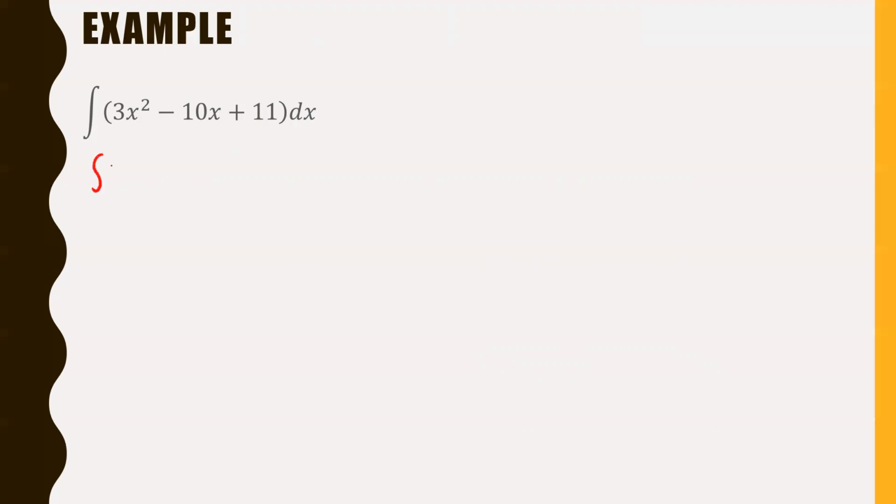So we'll say it's the integral of 3x squared with respect to x minus the integral of 10x with respect to x plus the integral of 11 with respect to x. And yes, you need to put this dx on all these because we're still integrating with respect to x. Every single integral sign needs to have a differential with it. Now that we've split this apart, let's just solve each of these separately.